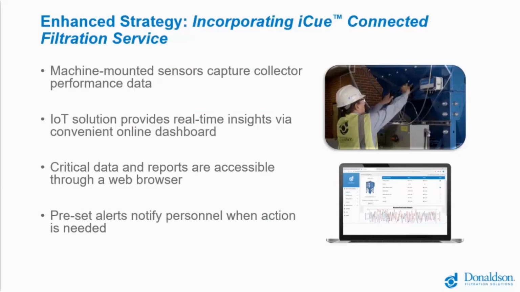So I don't want to spend a lot of time just talking about the solution, but there's a cellular gateway that gets mounted to the dust collector. It has embedded sensors and connects to external sensors, captures data about your dust collector, passes that over cellular to our Donaldson Cloud and our IQ application, where the data is presented to you, the user, and you can go in and see how your dust collector is performing.